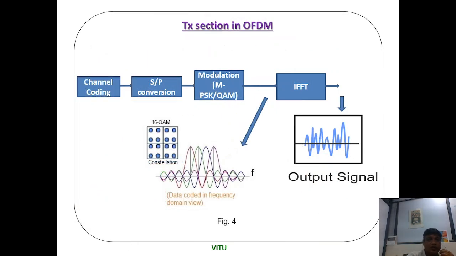Now come to the OFDM transmission, where first we do the channel coding, then serial to parallel conversion, then modulation takes place. It may be BPSK, QPSK, 8 PSK, 16 QAM, any one. Thereafter we do the IFFT operation. Then we add the CP, then transmit.